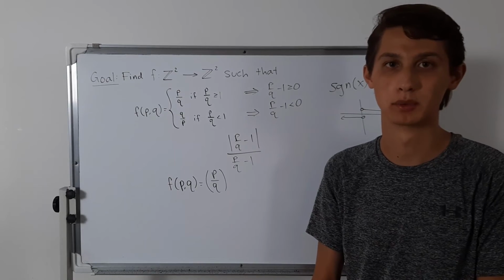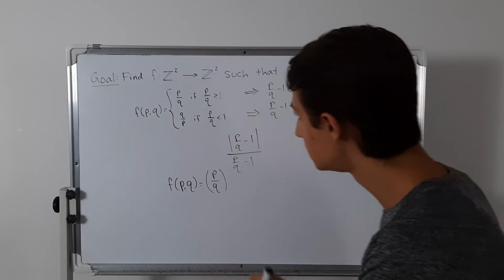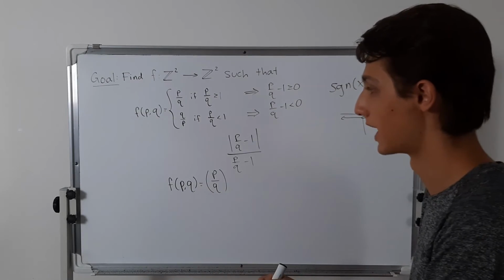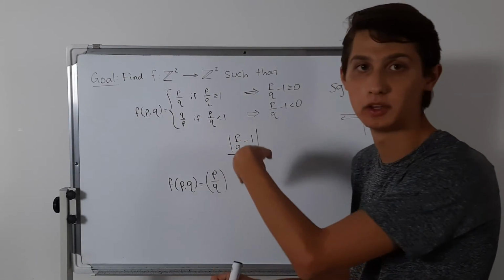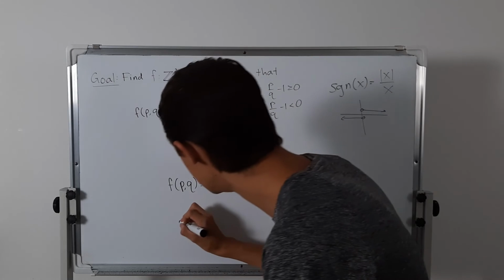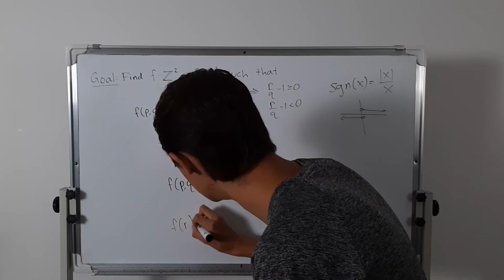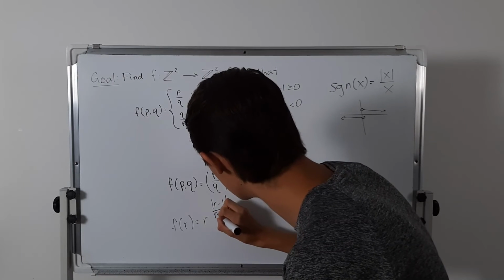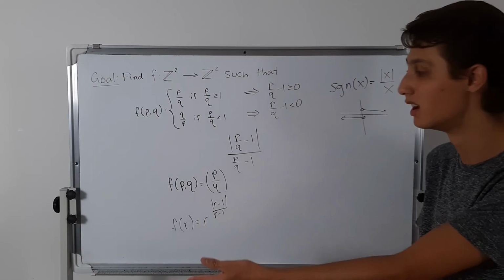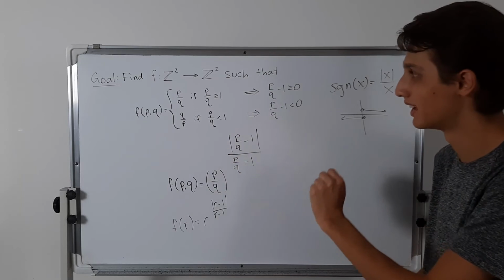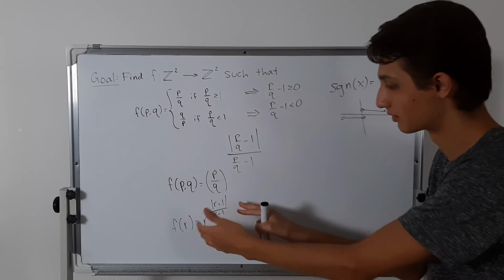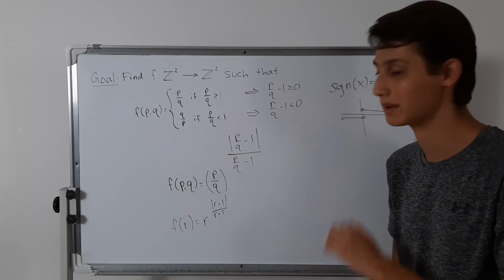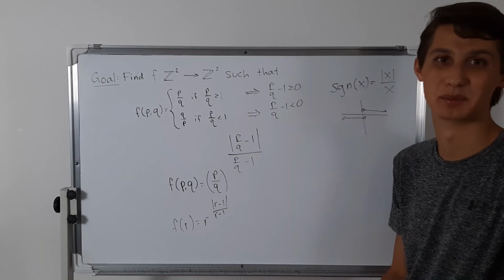Actually, one more thing before we do that, just one final remark. If we just used our other definition of f from q to q or from r to r, it would just be f of r equals r to the absolute value of r minus 1 divided by r minus 1. And I think that's a lot more pleasant, but I like this idea better, but I also like this idea better. So it's up to you however you want to think about it. But yeah, we'll get straight into the other part of the video now.